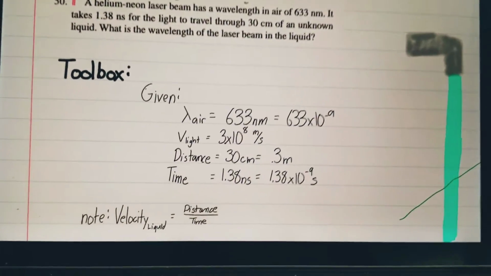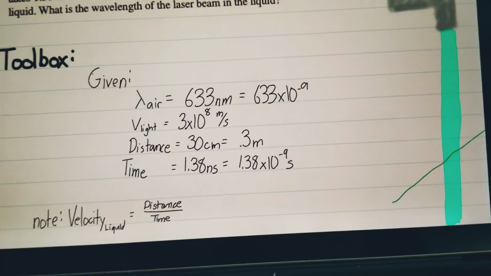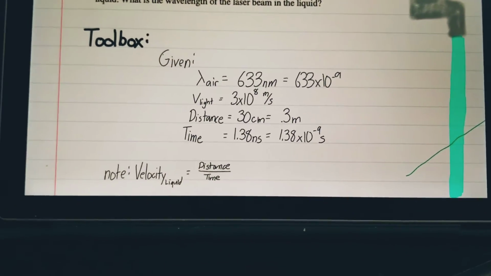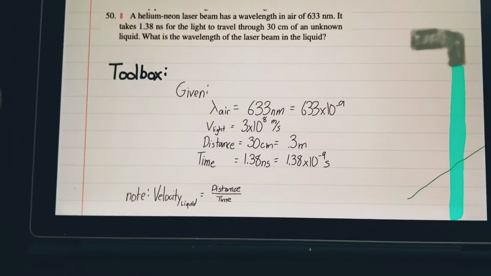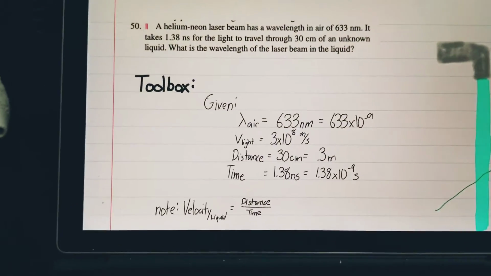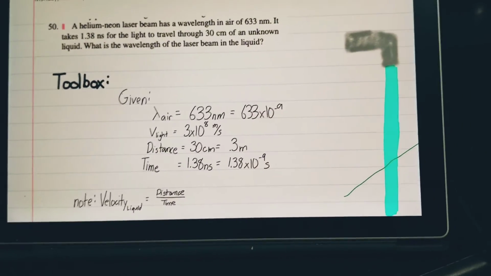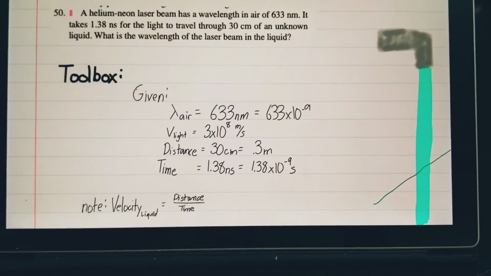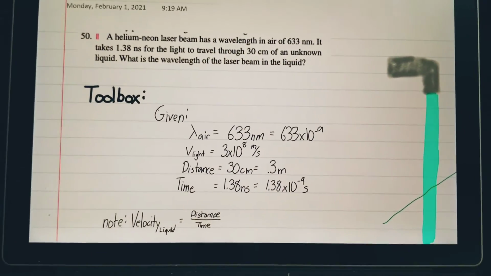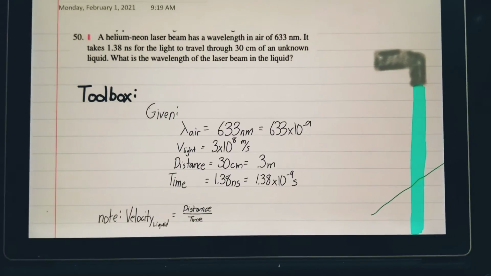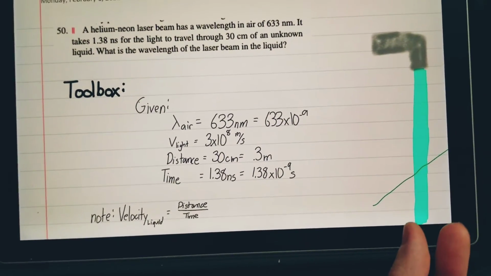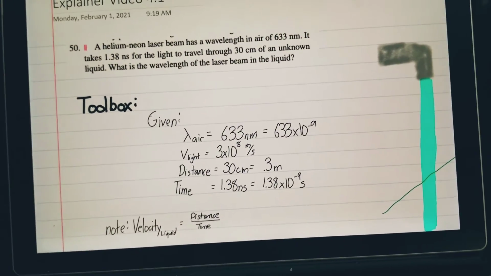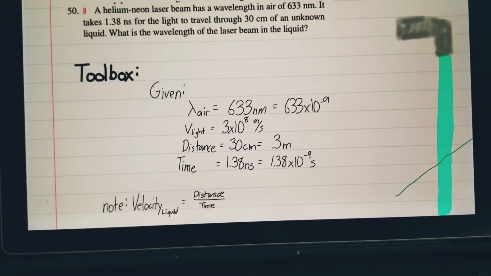Now, what did the problem actually give us to start off? So far we know the wavelength in the air is 633 nanometers, which when converted to meters is 633 times 10 to the negative 9 meters. We all know the speed of light to be 3 times 10 to the 8th meters per second. And we know the distance, or rather the width of the liquid coming out from the faucet, is 30 centimeters, or 0.3 meters.